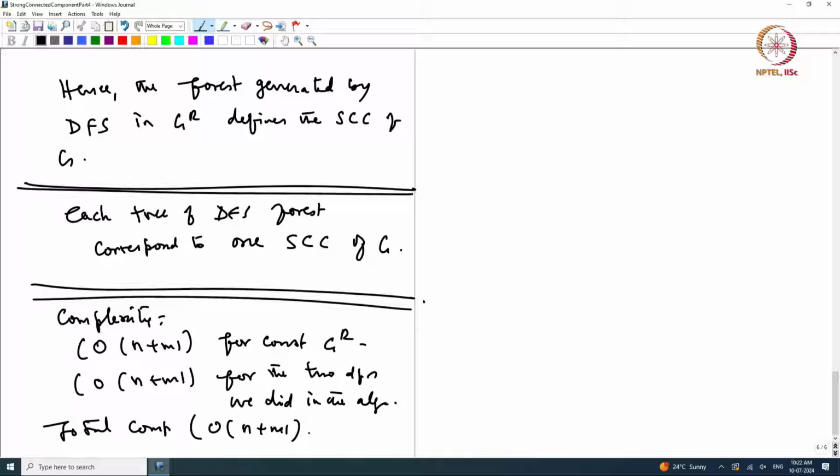So, this completes the discussions on the linear time algorithm for strongly connected components. We have done this on a directed graph. We conclude the discussions on this session at this point.